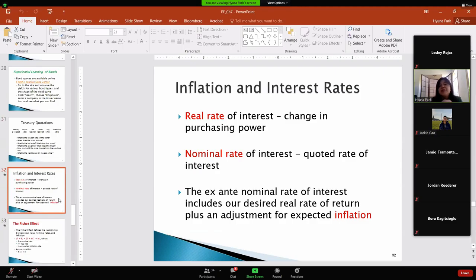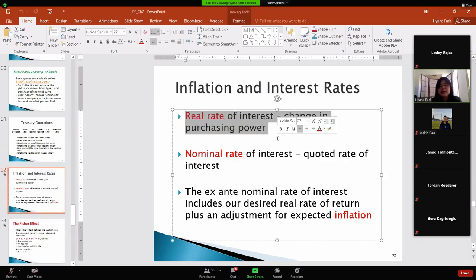So inflation, as we briefly mentioned: all the returns, yields, and rates we see are nominal rates. But what matters is the actual purchasing power. For example, if you purchase a bond yielding 4%, it doesn't mean your purchasing power increases by 4%. If there is 2% inflation during the period, your purchasing power does not increase as much. So to know how much purchasing power increase you get from this investment, you need to calculate the real rate of return after adjusting for expected inflation.